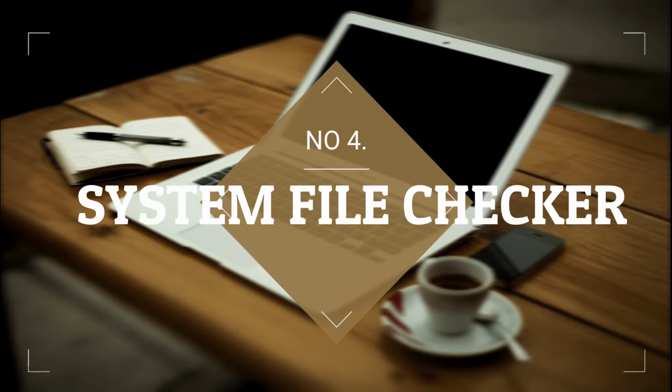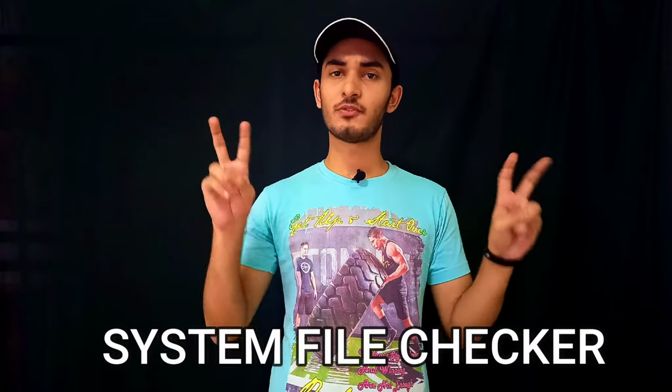Number 4. System File Checker. Alright, the next method is to make sure that there are no corrupted files in your Windows that might potentially be slowing down your computer. And you can do this with the help of a tool called System File Checker. It is an inbuilt tool in Windows which will automatically look for corrupted files and repair them by itself once you start running the tool.